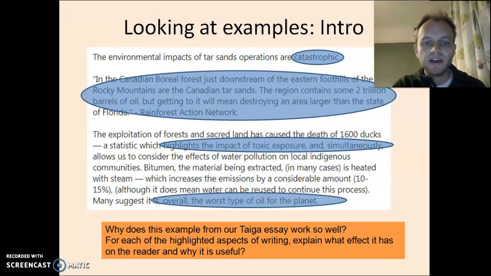And then lastly, they link it back. Okay, so that final bit just says, many suggest it is overall the worst type of oil for the planet. Okay, so really, again, a strong finish to that particular paragraph.